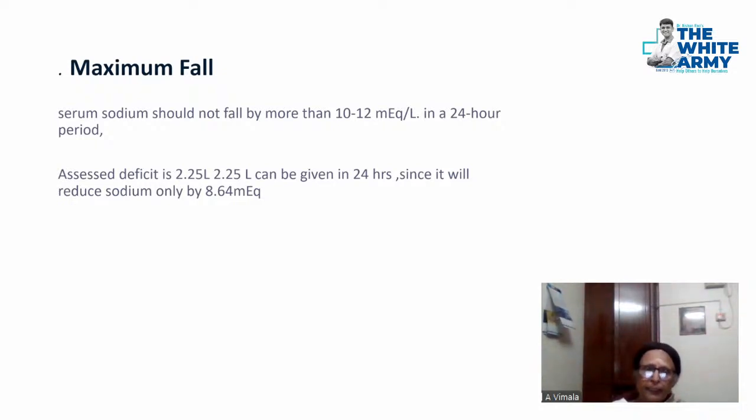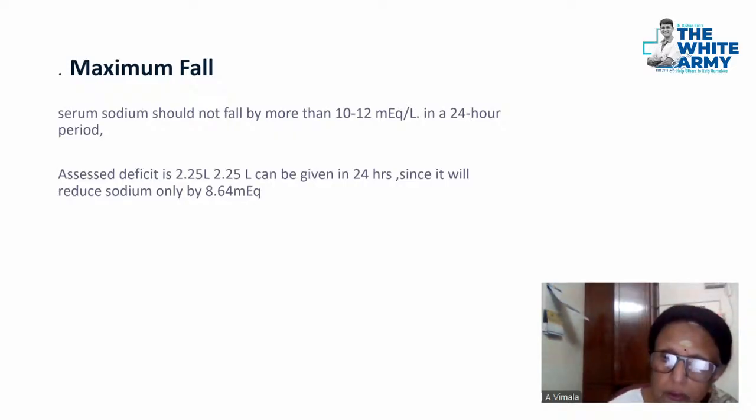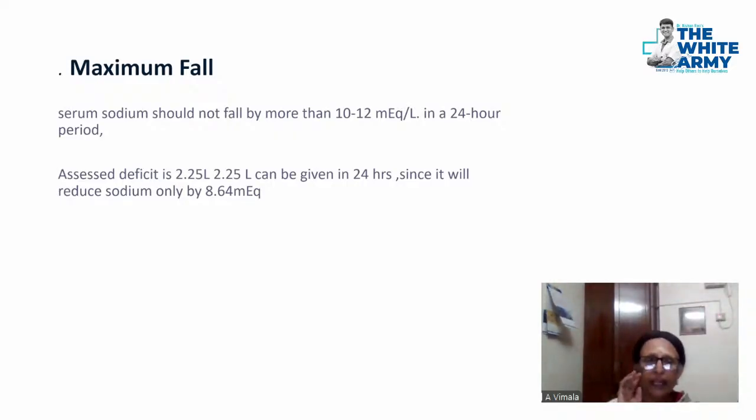So this patient can get 2.25 liters of 5% dextrose over a period of 24 hours to bring down the sodium from 160 to 152, which is a permissible reduction. So that is how you correct the hypernatremia. So we should be very careful in the infusion rate. We should periodically monitor the sodium status because only the extracellular status we can measure, and we should assess the patient clinically.